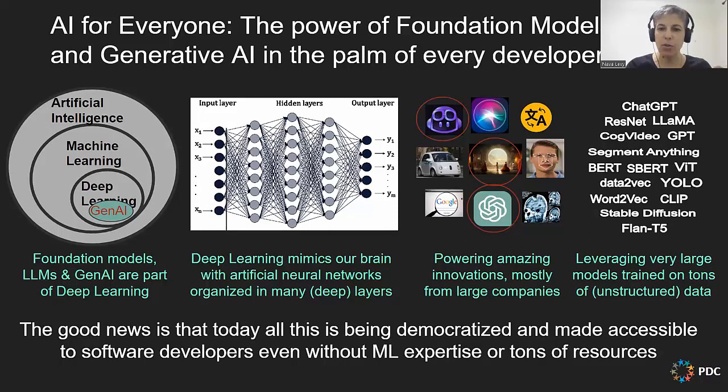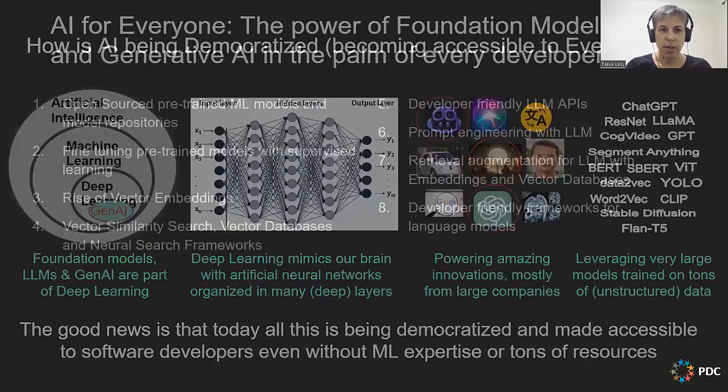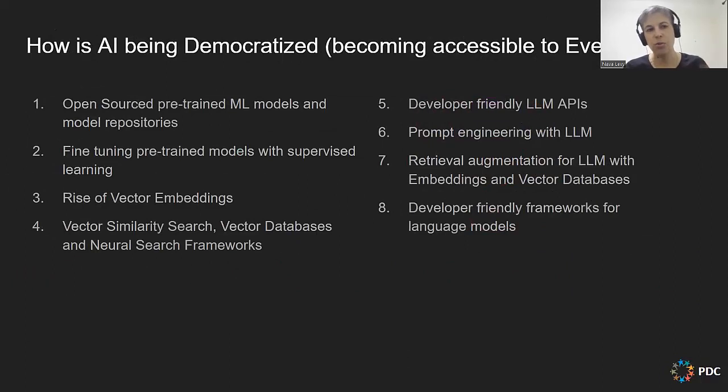All of this is being democratized or made accessible to software developers, even without machine learning expertise or tons of resources. And here are the steps or the journey that we have seen in the past several years on the way to democratizing AI, making it accessible to everyone. So first, open source pre-trained machine learning models and model repositories. Those huge models that I just mentioned earlier are being open sourced and placed in repositories that we can just use for free. It's amazing, right?